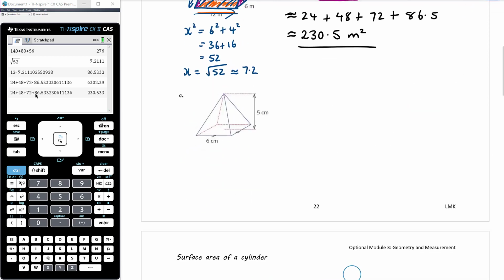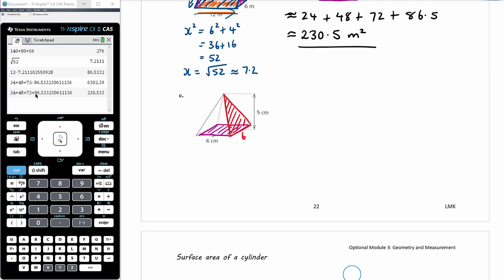Okay, part C, we have a pyramid, and again it's just about thinking about all the different surfaces. What do we have, etc. So the base is a square, so that's really easy, that's 6 by 6, okay? Then we have a triangle, where that is 6, but we don't know what the height of that triangle is. We're going to need to know that distance there.